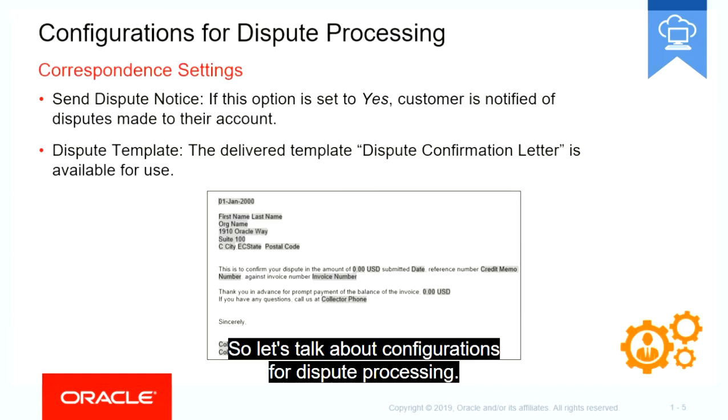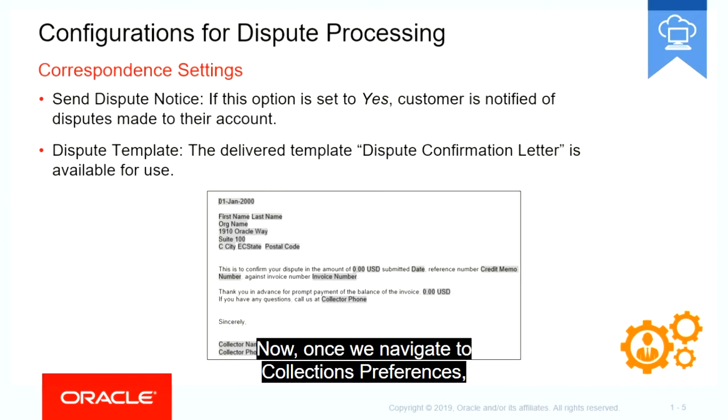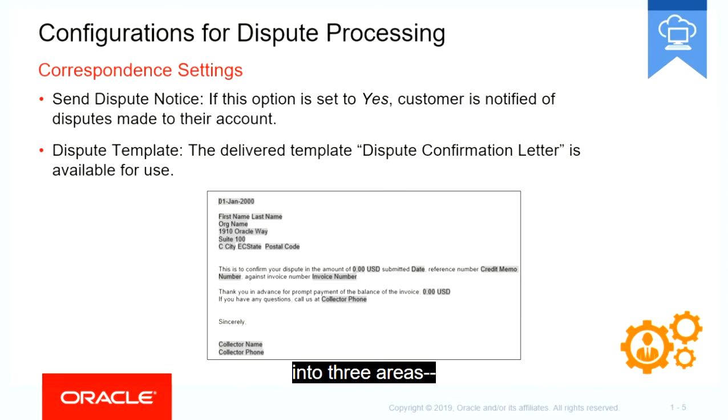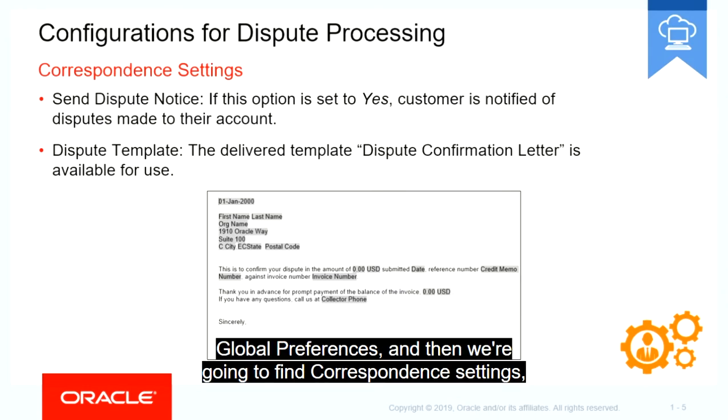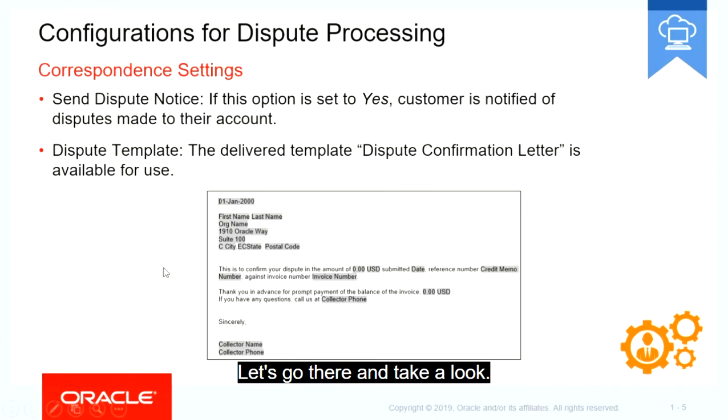So let's talk about configurations for dispute processing. The first thing that we want to take a look at are the collections preferences. Once we navigate to collections preferences, we're going to see that this configuration breaks down into three areas: global preferences, correspondence settings, and then a third section for preferences that can be applicable to one or multiple business units. Let's go there and take a look.